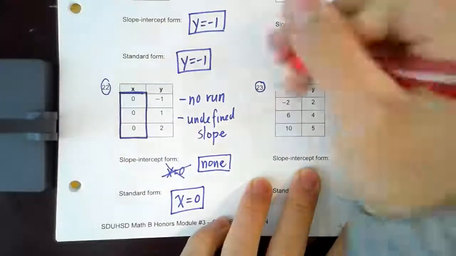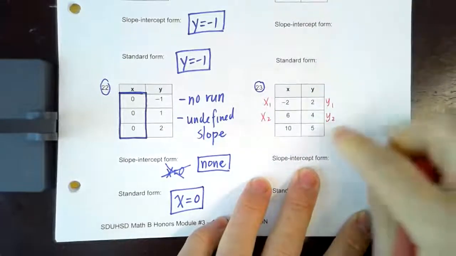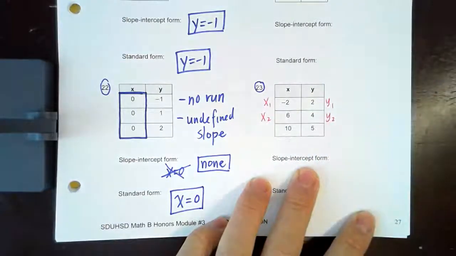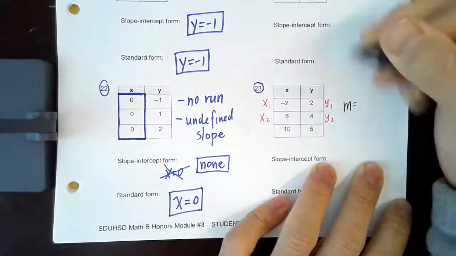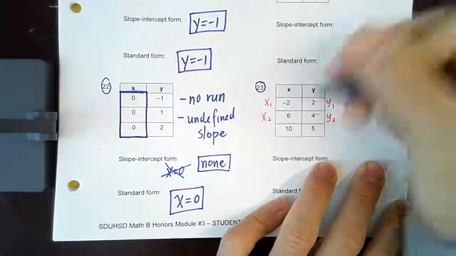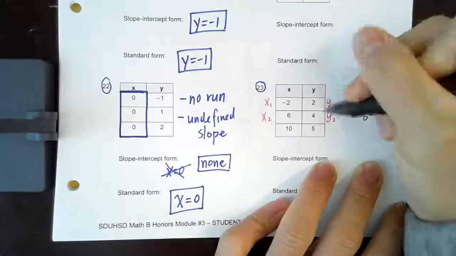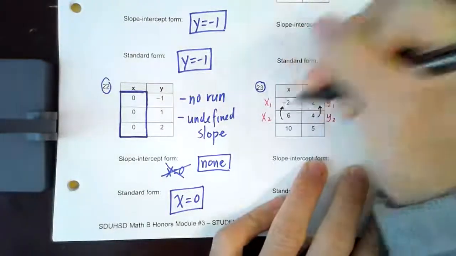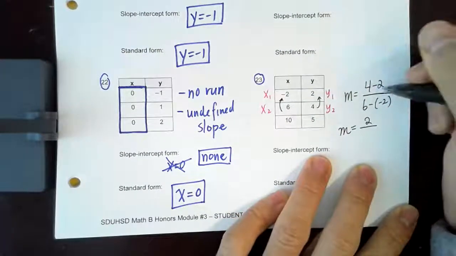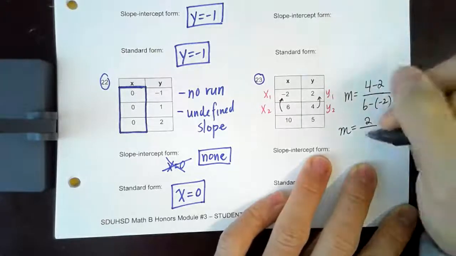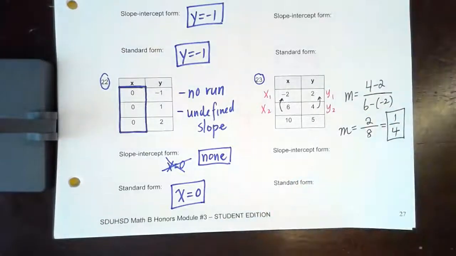Okay, let's try 23 now. So 23, our last question. x1, y1, x2, y2. Now, you could also use the 2 points on the bottom if you want, but I'm just using the first ones on the top. So I'm calculating my slope, 4 minus 2 divided by 6 minus negative 2. Okay, be careful here. 4 minus 2 divided by 6 minus negative 2. So our m value in this case is going to be 2 over 6 minus negative 2. That's 8, which is 1/4.